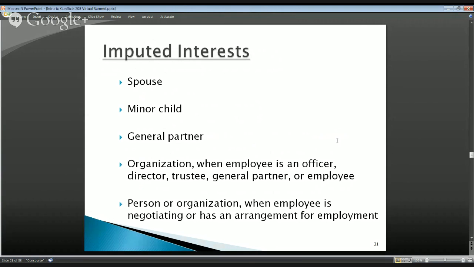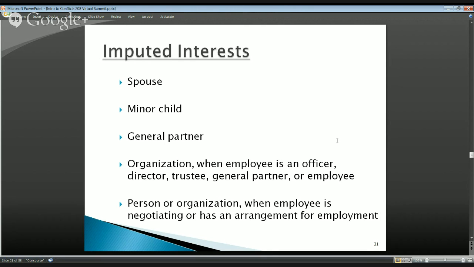Yeah. Okay. And then we have this last category. We have persons or organizations with whom the employee is negotiating or has an arrangement for future employment. Right. So that means that if I get tired of working at OGE and I want to go work somewhere else, say for a private corporation, that means that corporation's interests are going to be imputed to me. That's right. During the time that you're negotiating and have an arrangement.